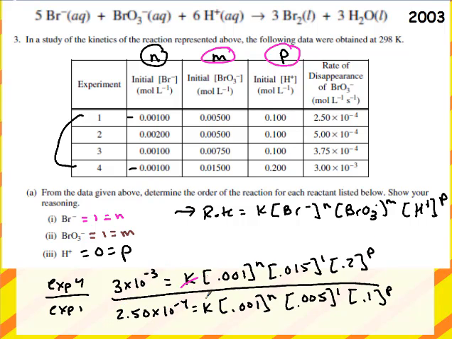So solving this, my k's cancel and my bromine ions cancel. And then that divided by that is going to give me 12. That divided by that gives me 3, and that's 2 to the p. So first I'm going to divide by 3, so I get 4 is equal to 2 to the p. So then p is equal to 2.